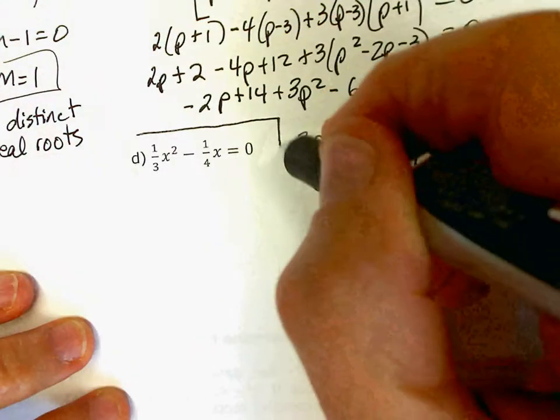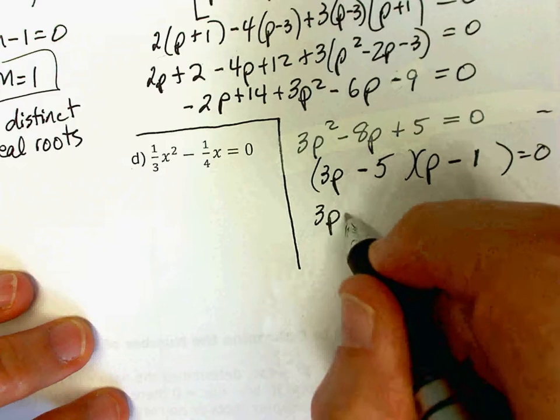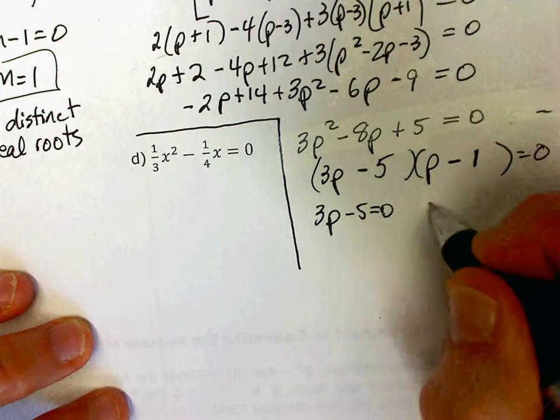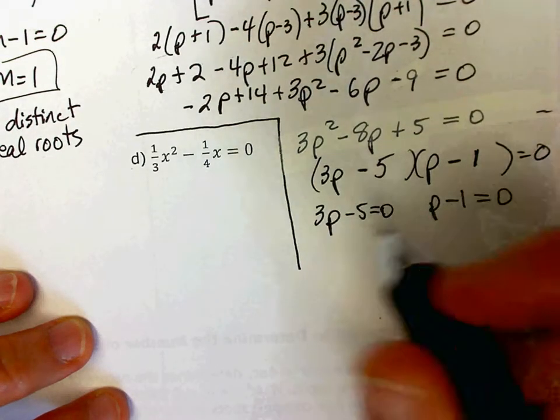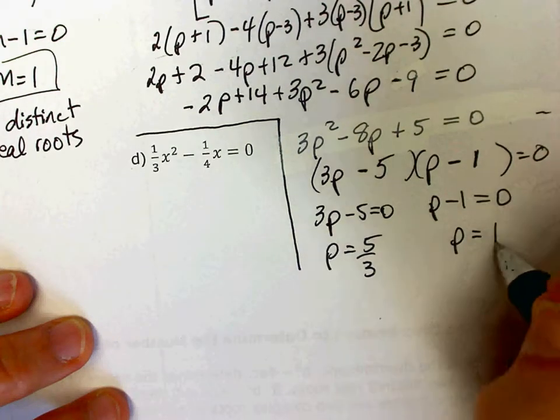So 3p minus 5 equals 0, p minus 1 equals 0, p equals 5 over 3, p equals 1. Those are our two answers. End the story.